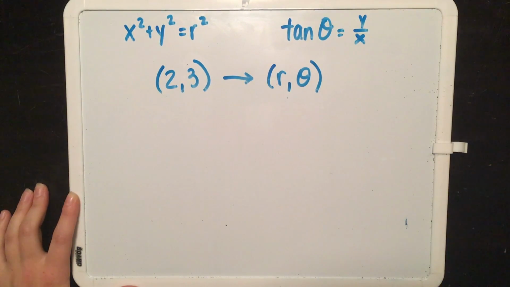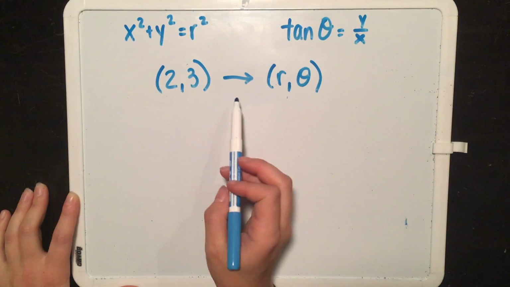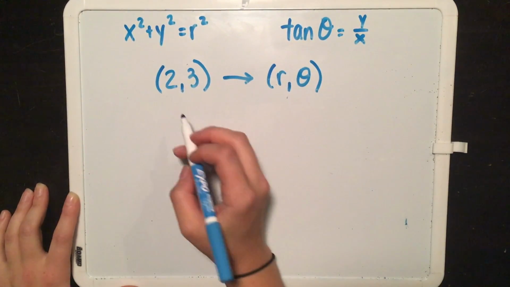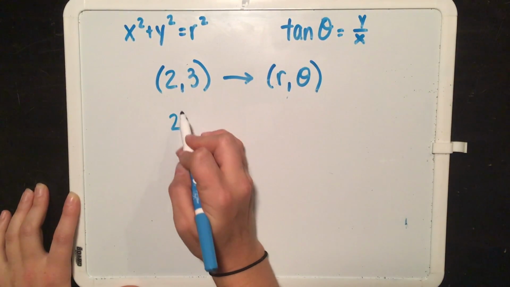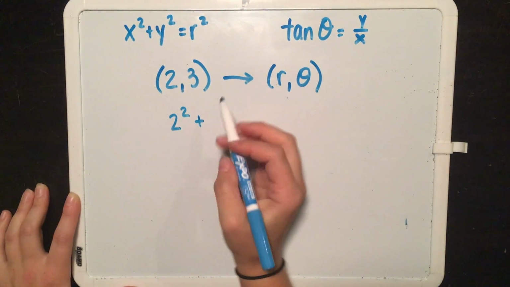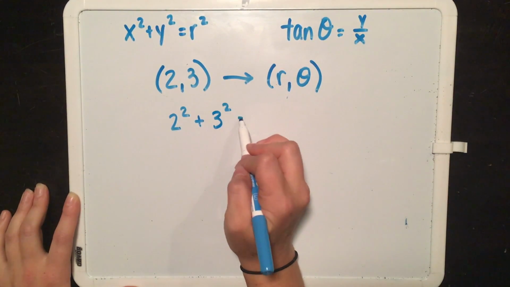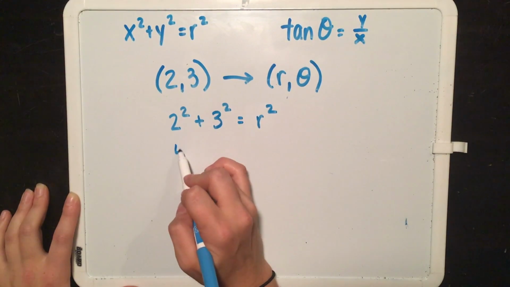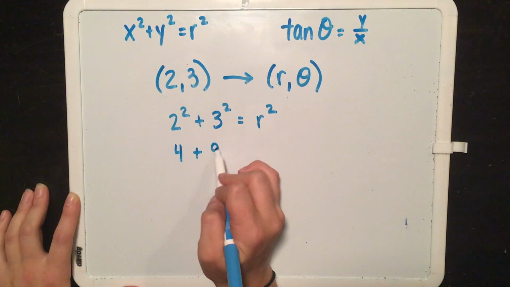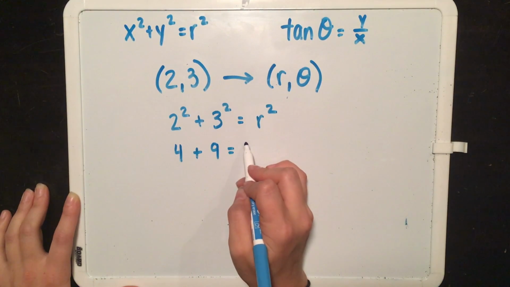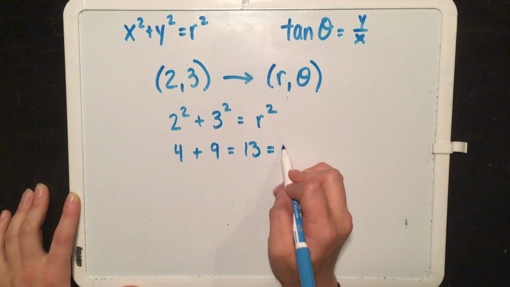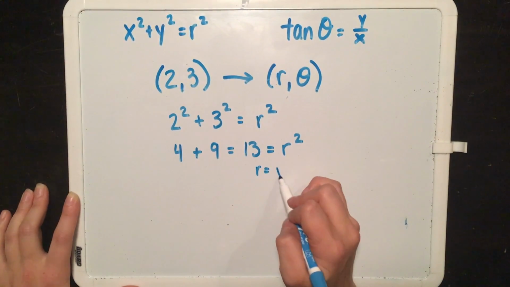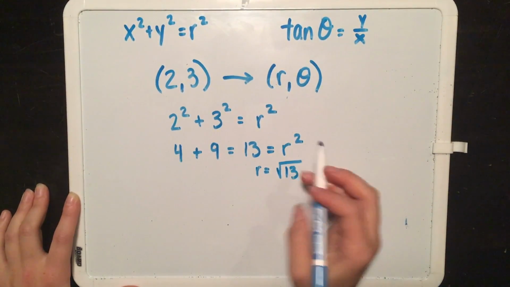Here's another example where we're going to convert (2, 3) into polar coordinates. Let's use the Pythagorean theorem to find r. x squared, 2 squared, plus y squared, 3 squared, equals r squared. 2 squared is 4, plus 3 squared is 9, equals 13, which is equal to r squared. If we take the square root of both sides, r is going to equal the square root of 13.